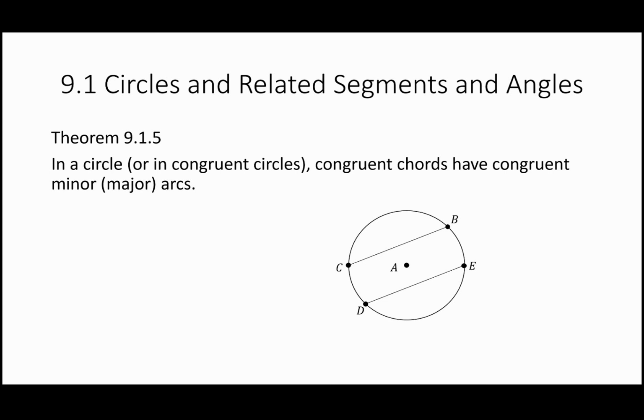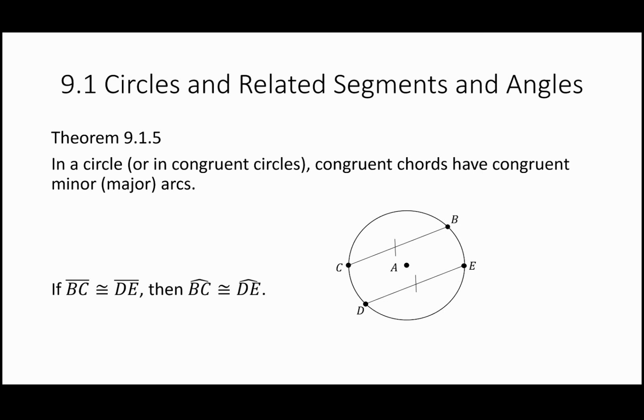So for this illustration, I decided to just use a single circle. If we have congruent chords, then they have congruent minor and major arcs. So the illustration goes as follows. Assume in circle A that chords BC and DE are congruent to each other.